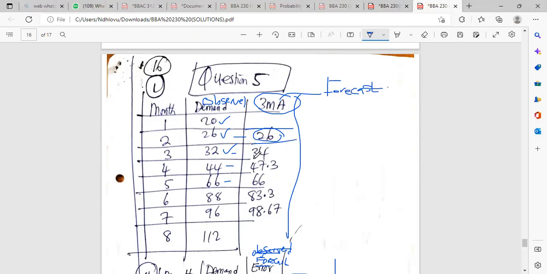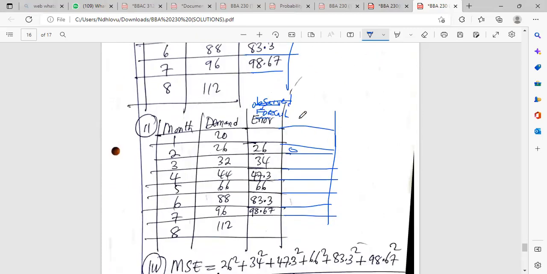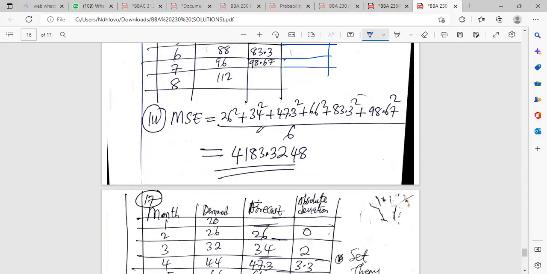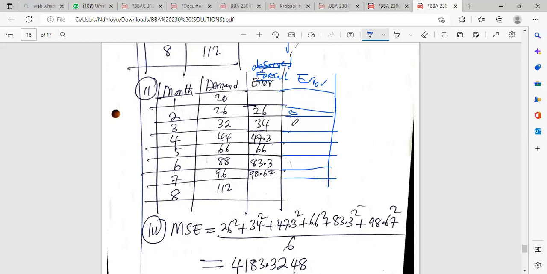So we can start finding. So these are forecasted value using the three moving. All right. Then we can now find the error. So what is our error here? Okay. So there is a slightly difference here on this computation. So these were forecasted. So the error there was what? 0. This one is -2. We are going to subtract 32 minus 34. The other one is 44 minus 47.3, which is -3.3. I'm sure you're following that.